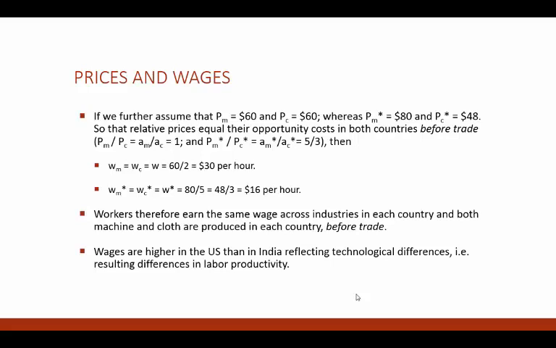Then we have that in the United States, hourly wages in producing machines and cloth are $30 per hour, and in India, $16 per hour, again in equivalent dollar conversion of their currency. Why this difference in their hourly wages? Again, let's recall that the US has an absolute advantage in producing both goods. This reflects superior labor productivity in the US compared to India. Such superior labor productivity is reflected in the higher wage paid in the US.